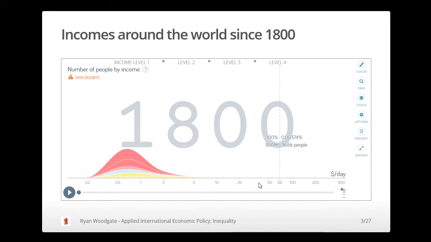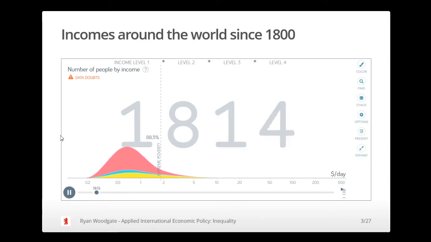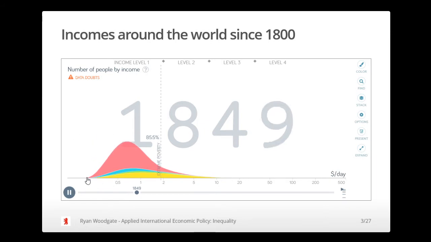And on the x-axis we see, yes, the dollars per day. Note that is not a linear axis. Okay, so we're just going to press play here and see what happens. So what we're going to see is that, yeah, population growth is growing. But notice here we've got the extreme poverty line as defined by the UN, under $2 a day. And as expected, the earlier in time you are, the more people are living in extreme poverty as defined today.